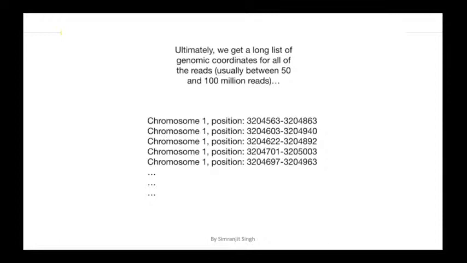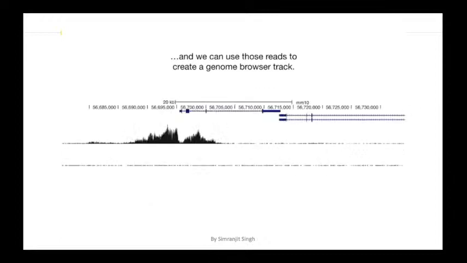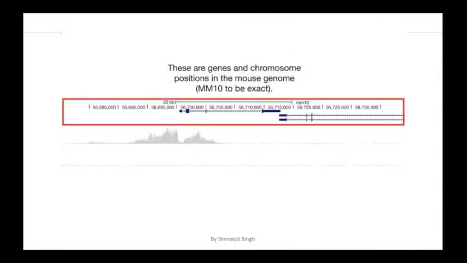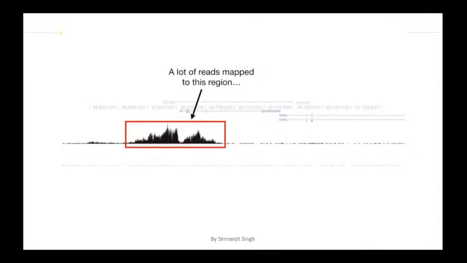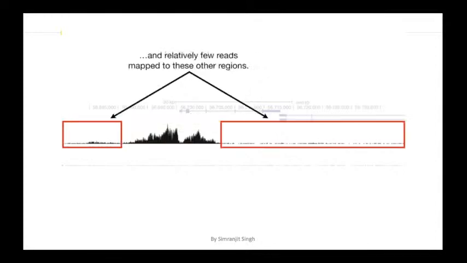Ultimately, we get a long list of genomic coordinates for all the reads, usually between 50 and 100 million reads. And we can use those reads to create a genome browser track. These are genes and chromosome positions in the mouse genome, MM10 to be exact. This is the track that we created for our ChIP-seq reads. A lot of reads map to this region, and relatively few reads map to these other regions.